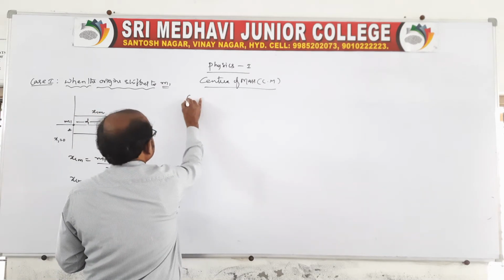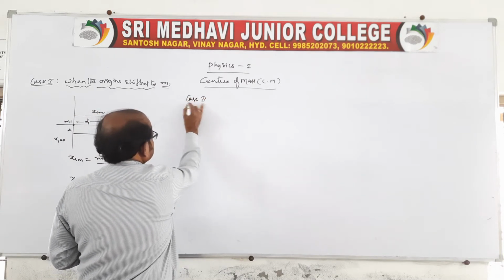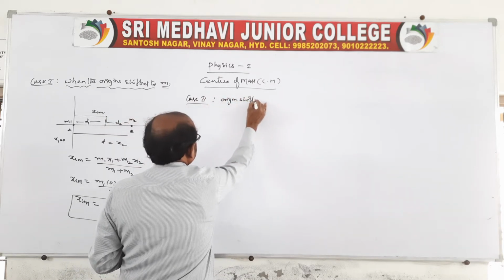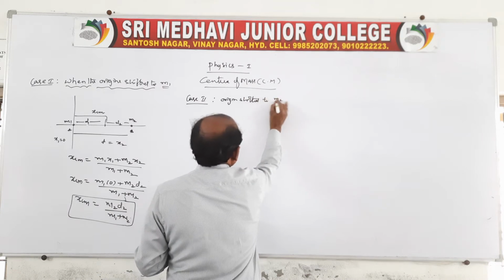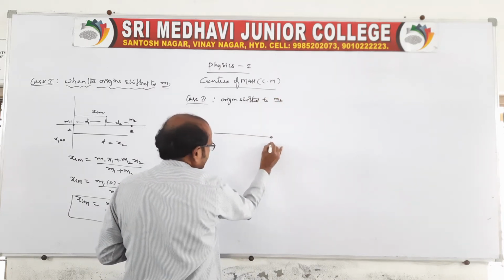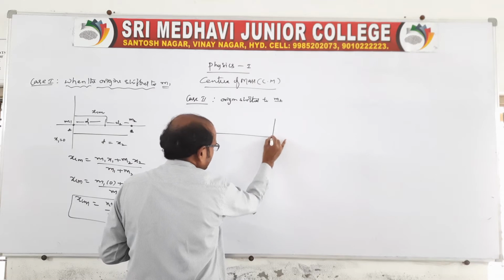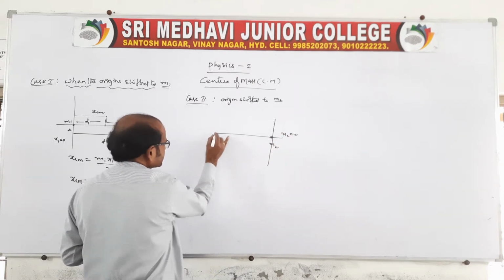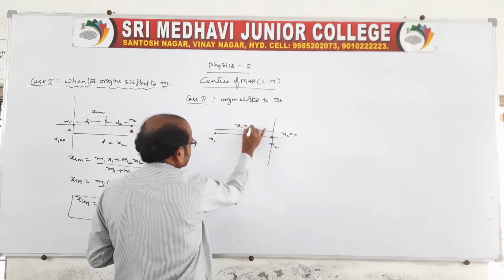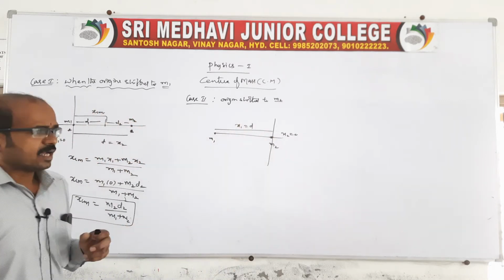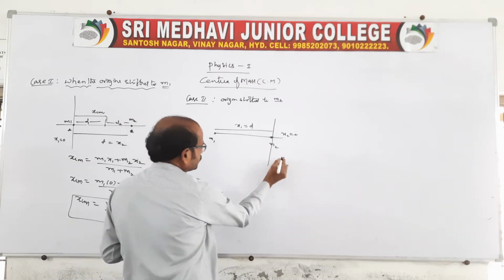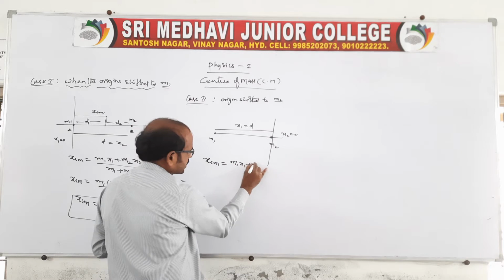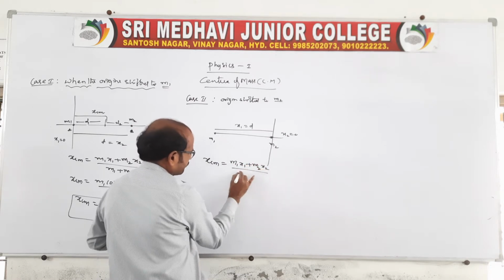Suppose in this second case, case 2, the origin is shifted to the m2 particle. Then x2 we can say is 0, and m1 is like this, so x1 is equal to d. In this case, when the origin is shifted to m2, you write again xcm is equal to m1 x1 plus m2 x2 by m1 plus m2.